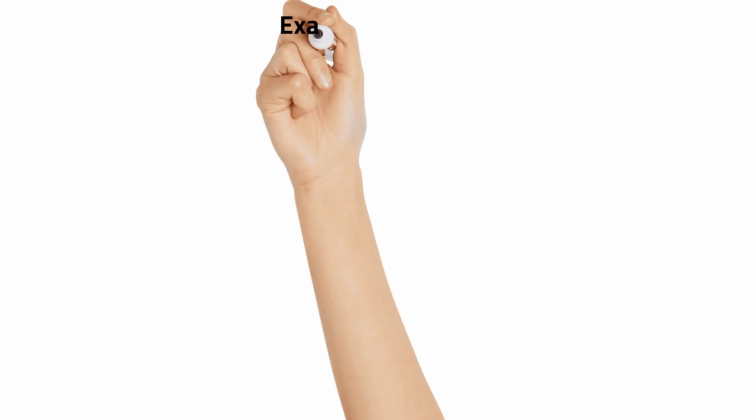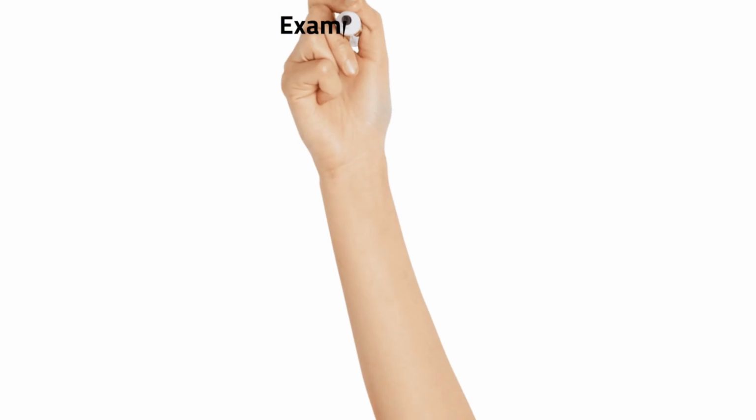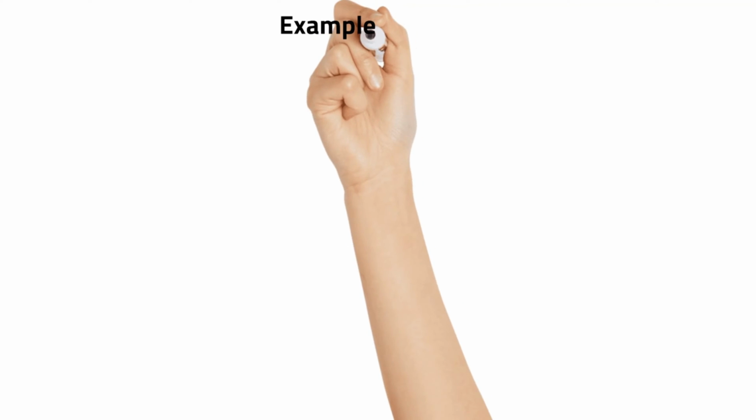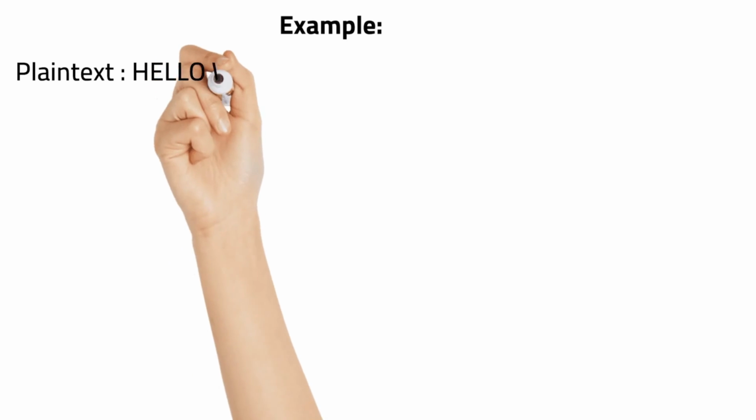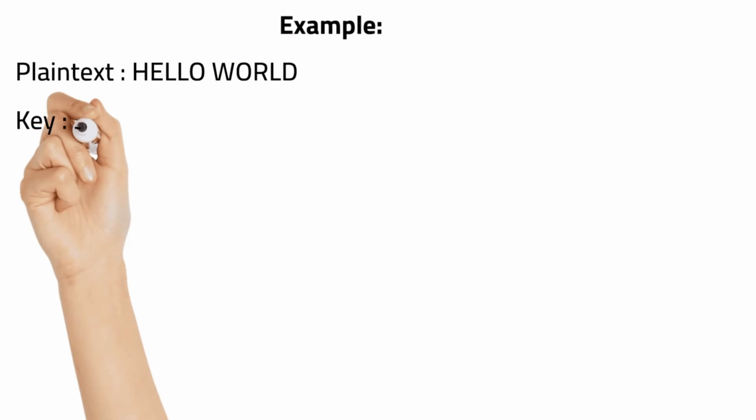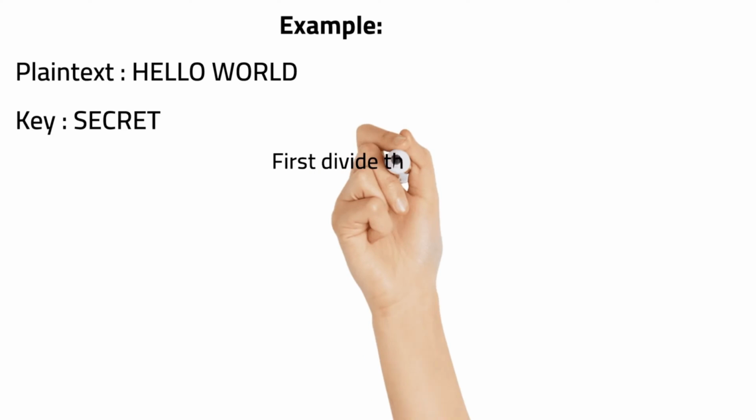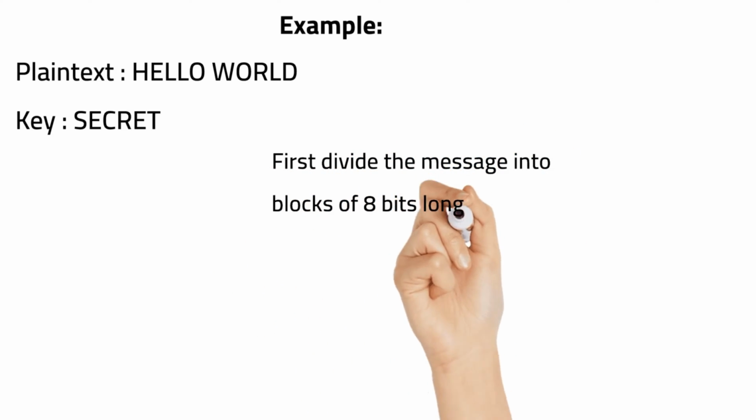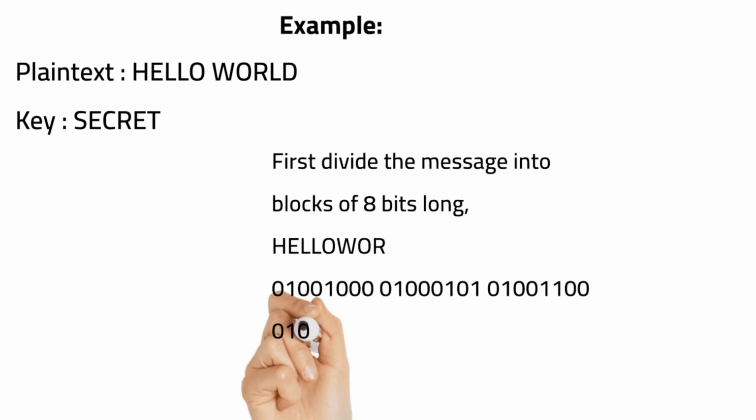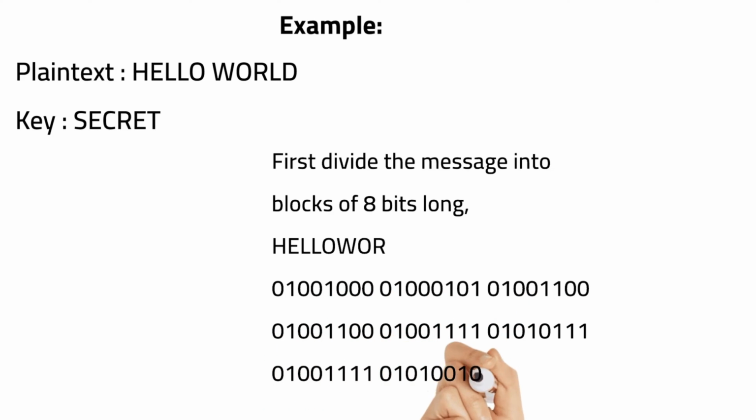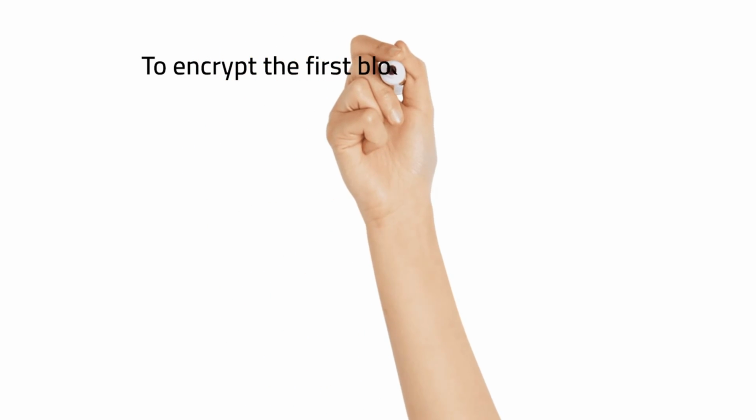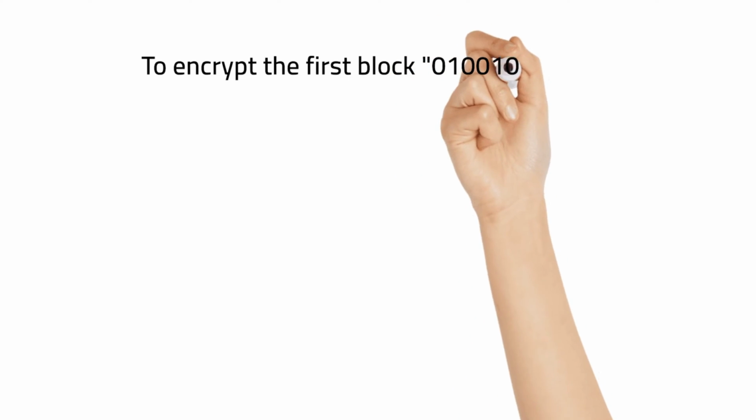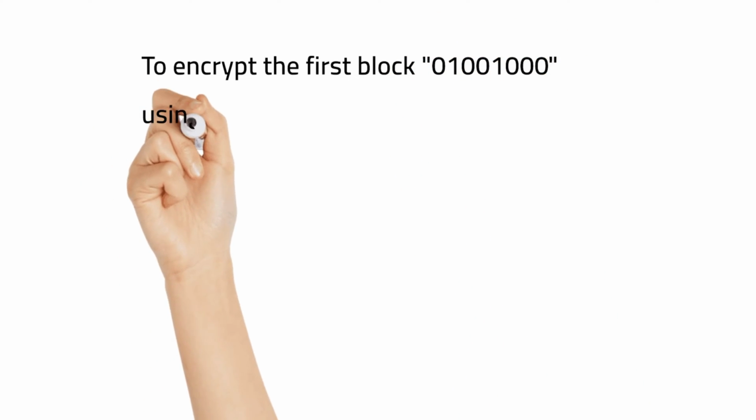Let me explain with an example how ECB mode works. In my example, I am taking hello world as the plain text and secret as the encryption key. First, you need to divide the message into blocks of 8 bits each. In this case, hello WOR can be divided into 8 blocks as follows. Next, you need to choose an encryption key. Let's take secret as in our example, and it is also 8 bits long.